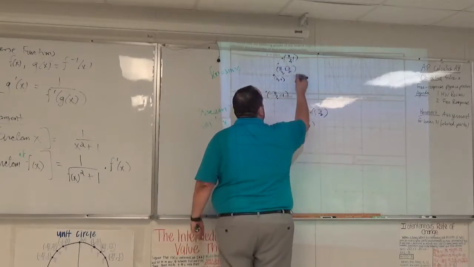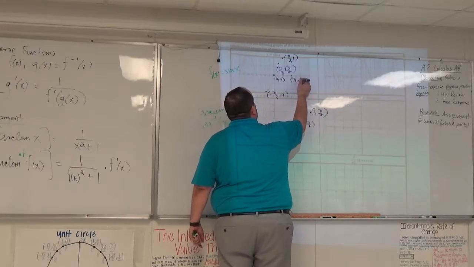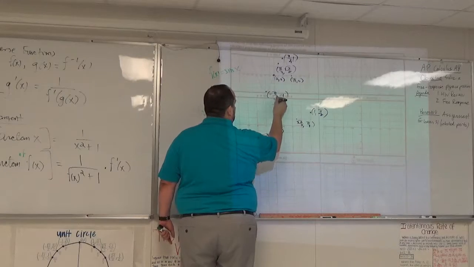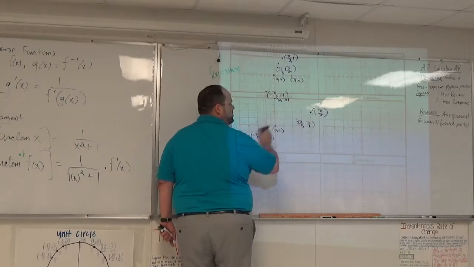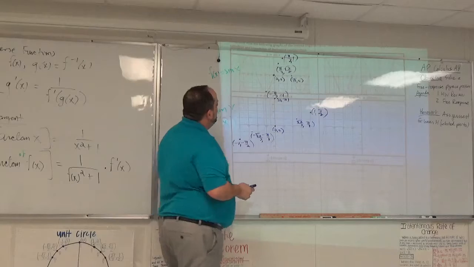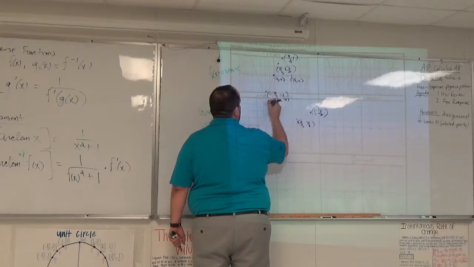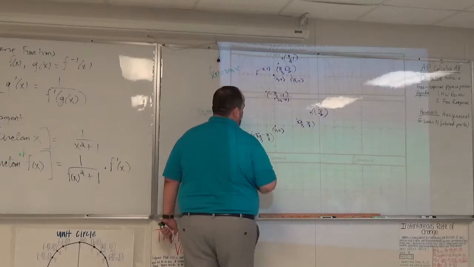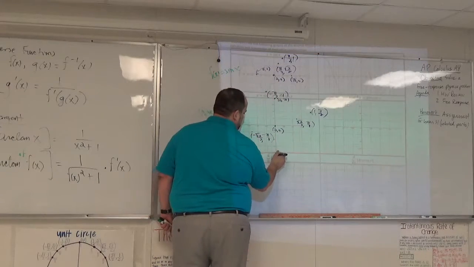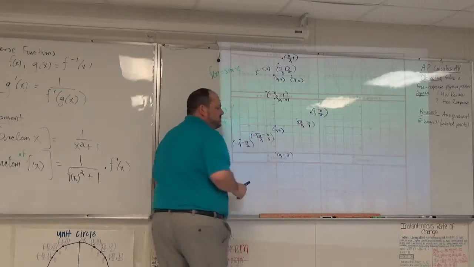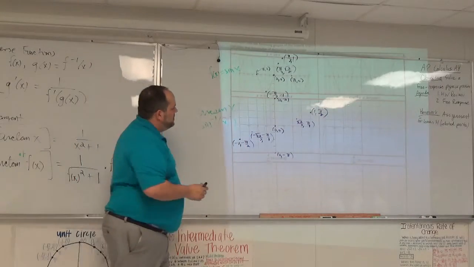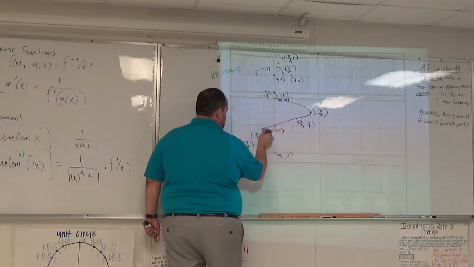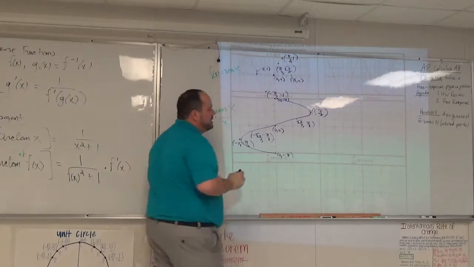Well, I could also take a point like pi comma 0, and that would get mapped to 0 comma pi. I could take a point like this guy over here, negative pi comma 0, and that would get mapped to the point 0, negative pi. And if you actually connected all those points, you're going to see something that looks like that.